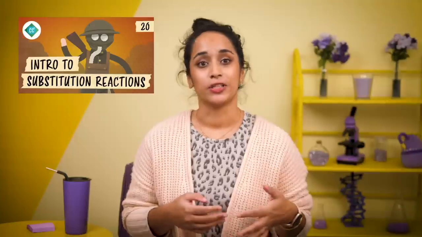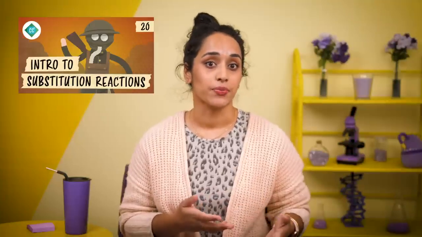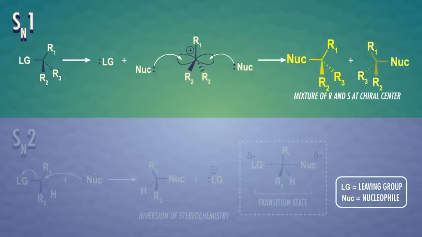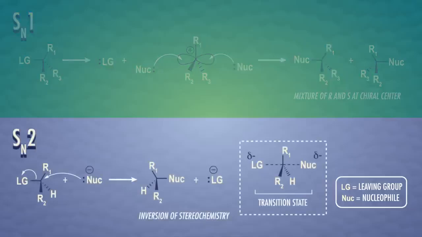In episode 20, we learned about SN1 and SN2 pathways for substitution reactions. Being able to figure out which one takes place will let us predict the correct reaction products. Remember, SN1 has a carbocation intermediate and results in a mixture of stereoisomers if a chiral center is reacting. The SN2 mechanism is a concerted process and gives inverted stereochemistry at a reacting chiral center.